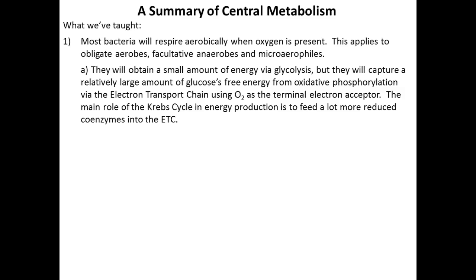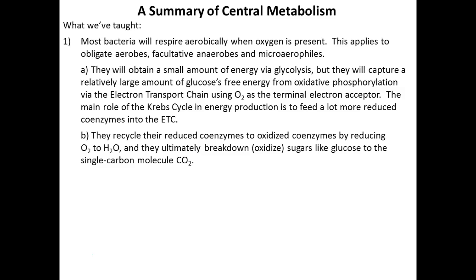The main role of the Krebs cycle in energy production is to feed a lot of those reduced coenzymes, those electron carriers, to that electron transport chain. They recycle their reduced coenzymes to oxidized, right? They lose the electrons by giving them to, as I said, oxygen, and that forms water. So we're breaking down, we're removing electrons, we're oxidizing sugars like glucose, and the carbon is given off in the form of carbon dioxide.